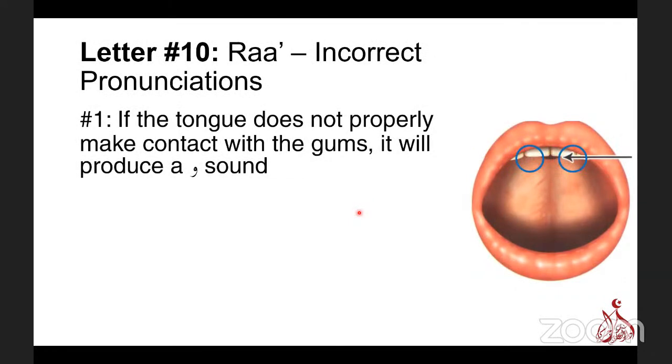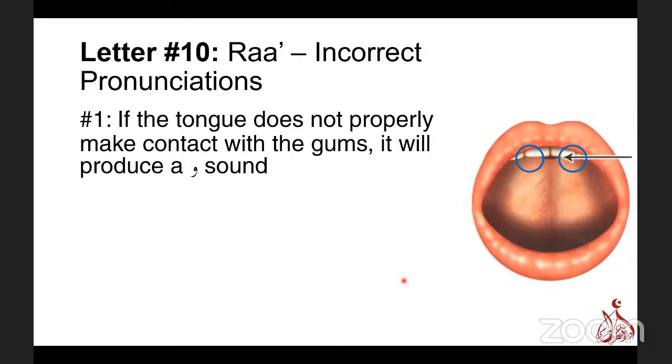So the first incorrect pronunciation, now it's the same picture I brought from before. If the tongue does not properly make contact with the gums on top, some people, when they recite the ra, their tongue does not fully touch the top of the mouth. Either it's touching it very lightly or it's not touching it at all. When that happens, a wow sound comes out. Instead of being Ar-Rahman Ar-Rahim, they say Ar-Rahman Ar-Rahim.